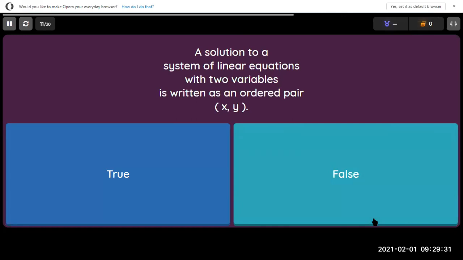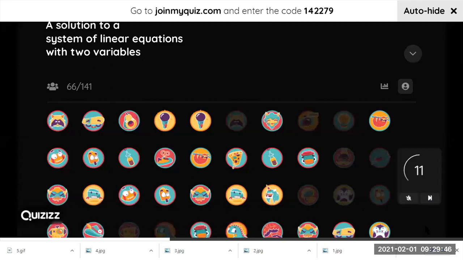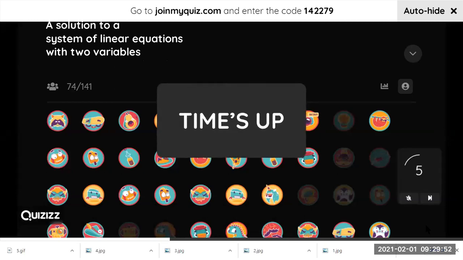Nobody should get it wrong. Everyone, look at the question carefully. A solution to a system of linear equations with two variables is written as an ordered pair x comma y. Is it true or false? Another 10 seconds. Quickly submit your answers. And time's up.